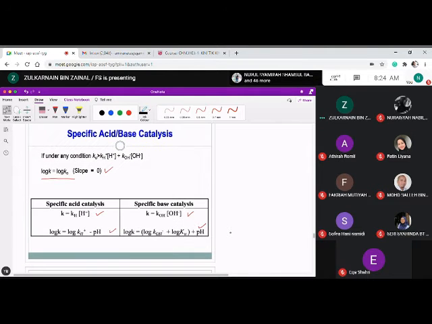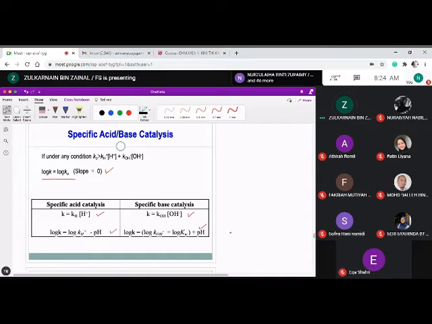If under any condition KOH is larger than KH plus, then you will have log K equal to log K naught, and the slope will be 0. And that is where the reaction reaches the minimum rate at that stage, if you have this situation.